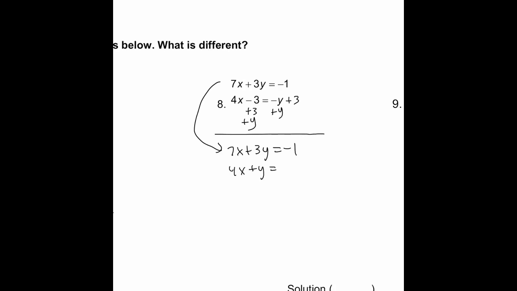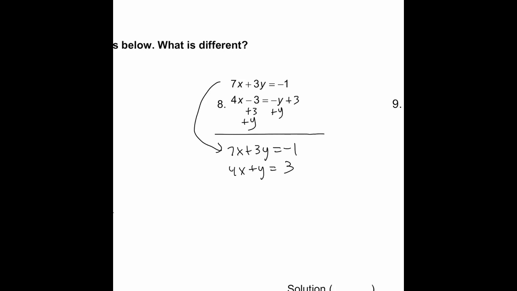All right. I know I was going a little fast. I'm going to try this one. 7x plus 3y is equal to negative 1. 4x minus 3 is equal to negative y. I'm going to first rearrange so that this is matching, so I can compare the y to the y and x to the x. So I'm going to add 3 and add y. So I have 7x plus 3y is equal to negative 1, which I didn't make any changes to. And I have 4x plus y is equal to positive 3.